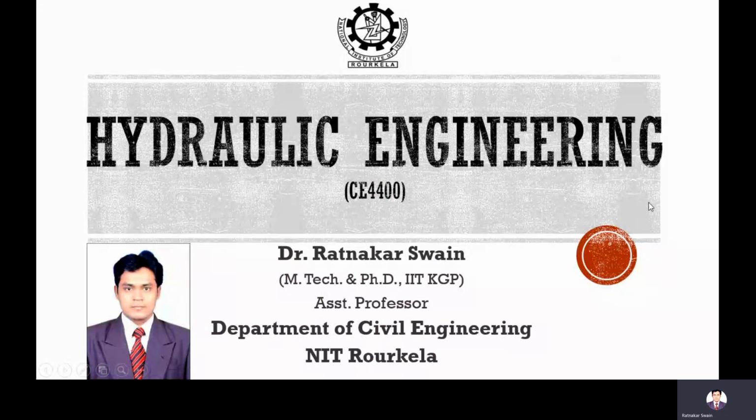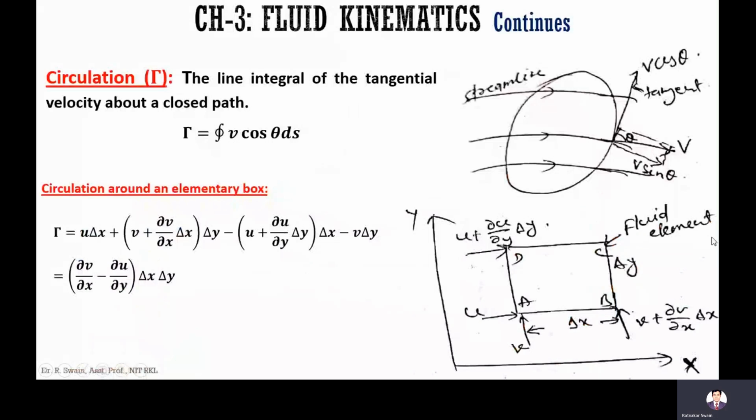In this subject, hydraulic engineering, today I will continue the fluid kinematics that I was discussing in the last chapter, in the last class. In the last class, we discussed the different types of fluid flow. We discussed flow path, streamlines, path line, the different flow lines, and the continuity equation.